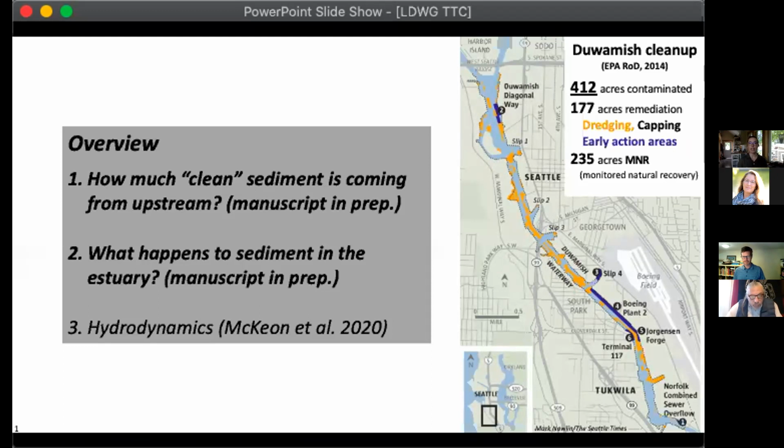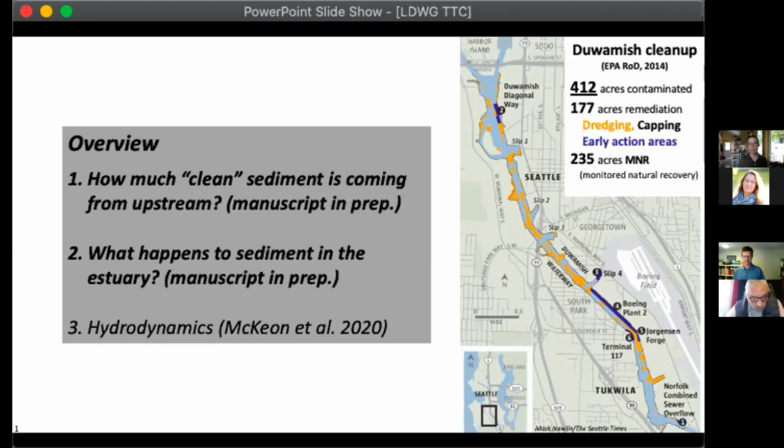And it involves actively remediating, which is just to say dredging and capping, a little bit under half of the contaminated area and allowing a little over half to naturally recover, which they call monitored natural recovery. And basically the idea there is to allow cleaner sediment from upstream to bury areas where bed sediment erosion is minimal.